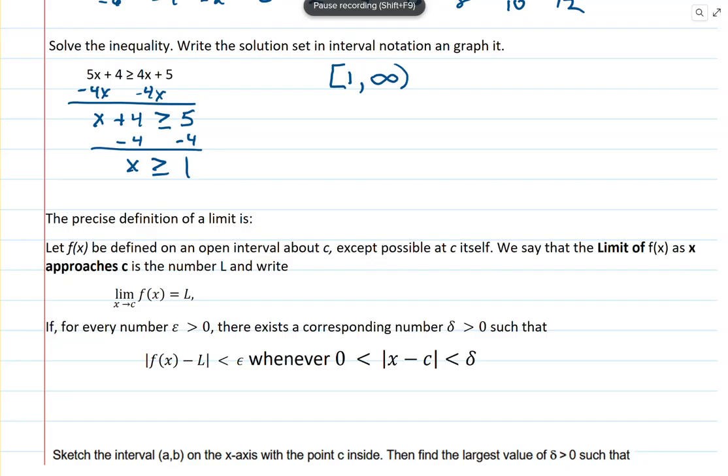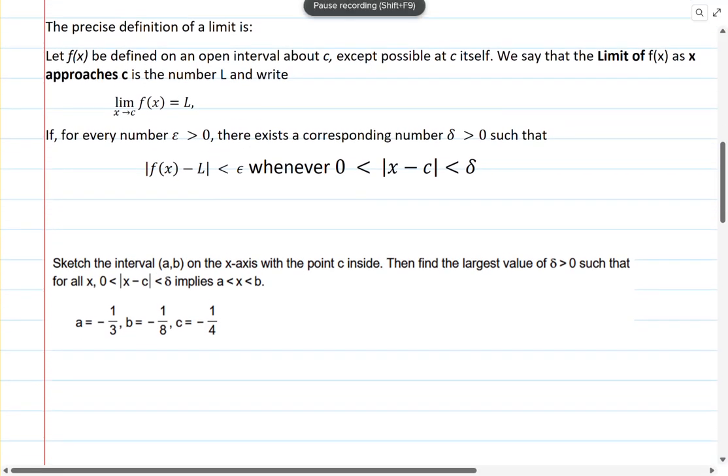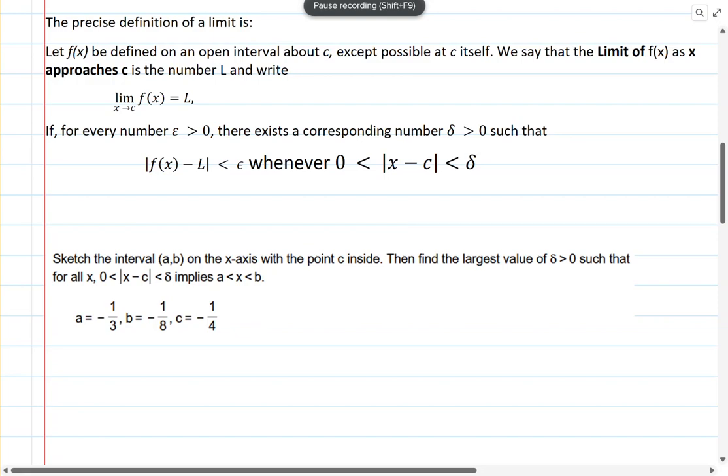It is used. So now we're getting to the heart of this particular lesson, and that is the precise definition of a limit. I'm going to read it to you as well as you read it yourself.